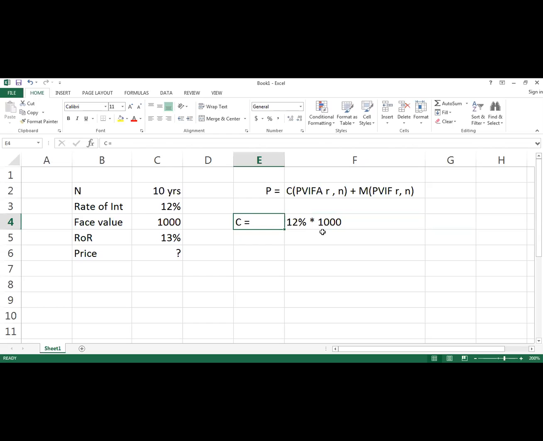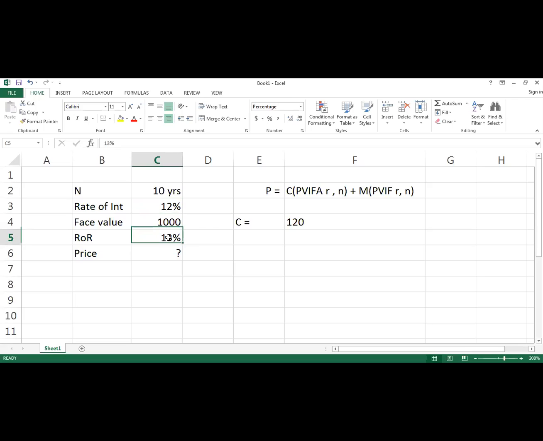So this is the formula that I'm going to use to calculate my C value. What is it? 120 rupees. Getting it? My C value is 120 rupees, right? So I know my C value. My M value is 1,000 rupees. I know that. R, which is mentioned in the bracket, is my 13%. Clear? This 12% I have used to calculate my coupon rate.